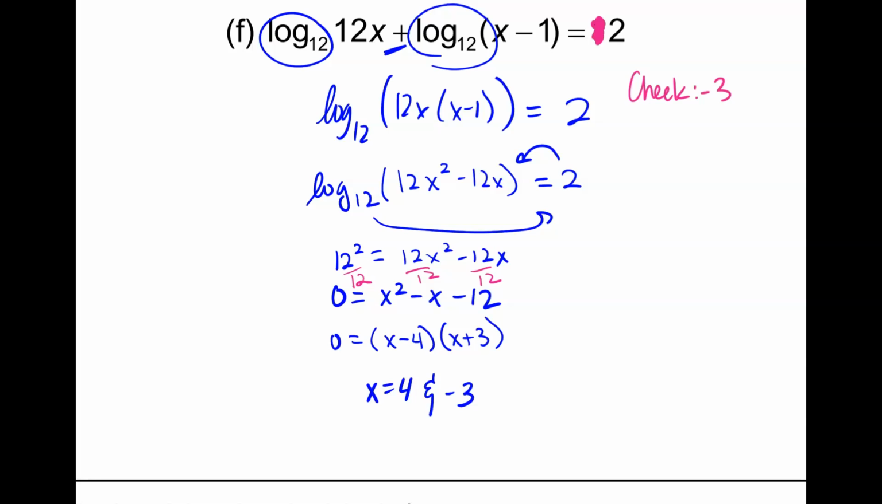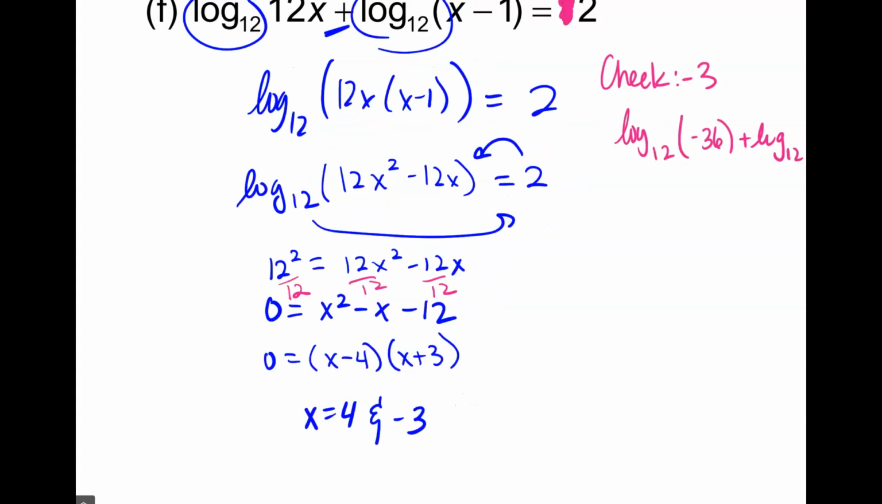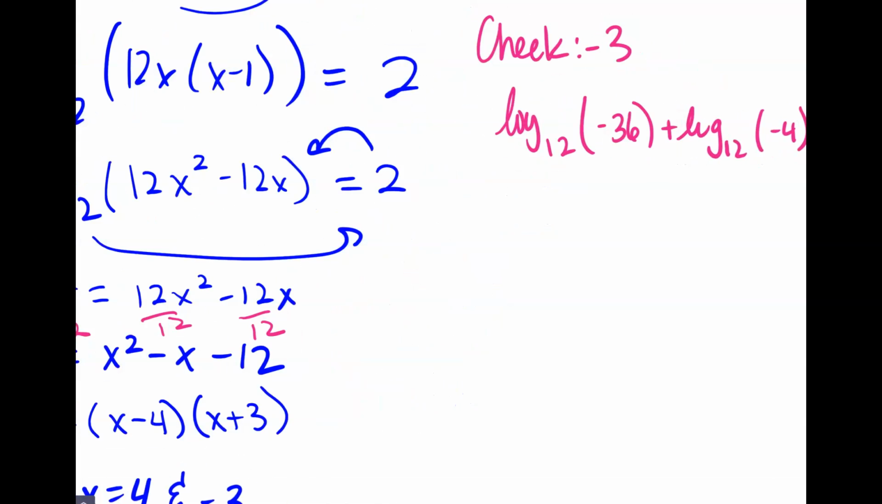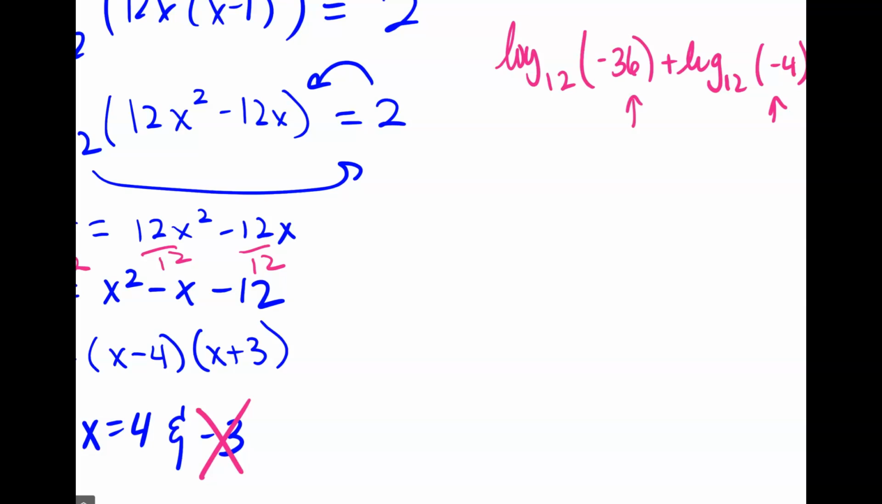So check negative 3. So I have log base 12 of negative 36 plus log base 12 of negative 4. And this should equal 2. Well, I mean, technically, if you combine them, you're multiplying two negative numbers, but you can't take log of a negative number. This is not okay, because this is not defined, this is not defined. So, nope.